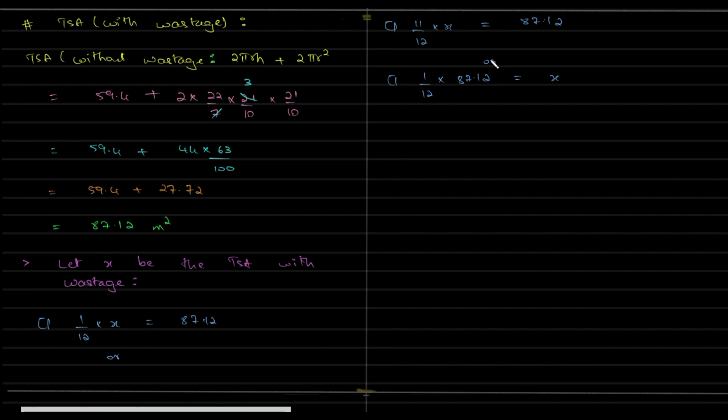This is where you have to pause and think. No point in just seeing the answer. It is option 2. So 11/12 of something is used to make this, because 1/12 is wasted. I hope you got this. So basically you end up with 11/12 of X being used to make the 87.12 meter square of the tank.